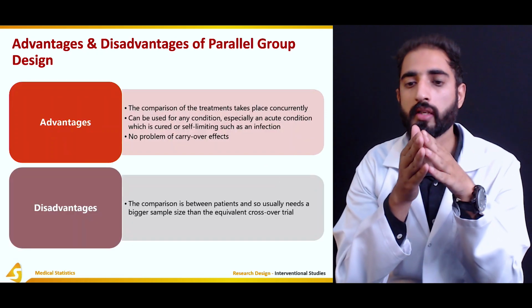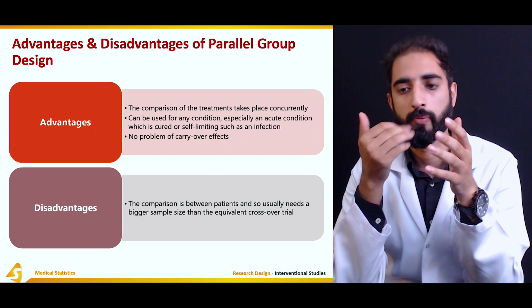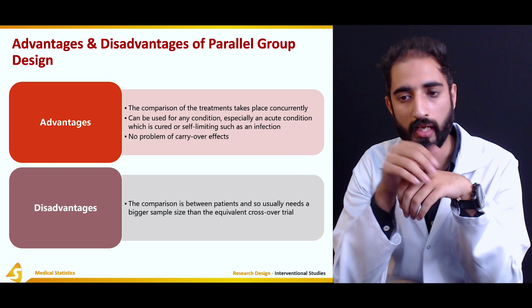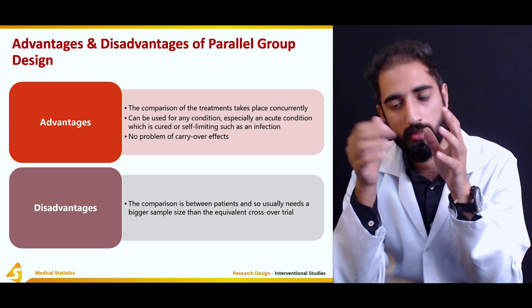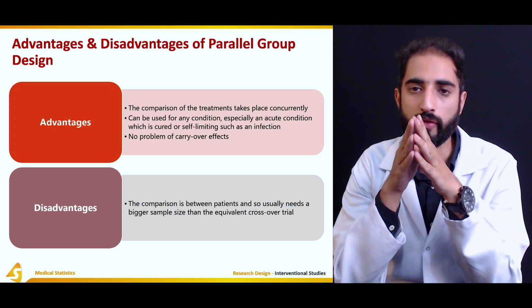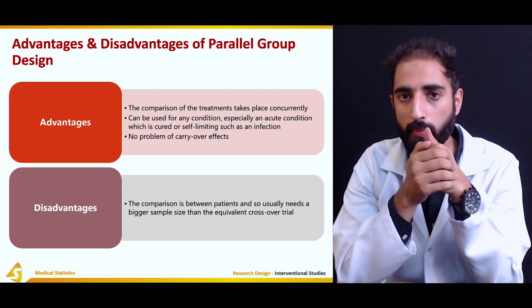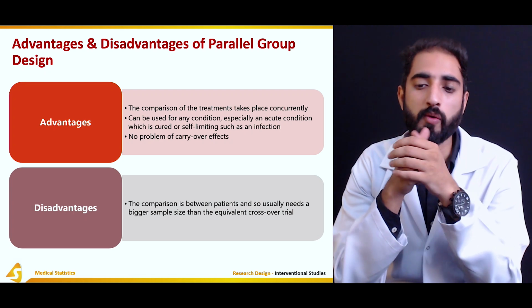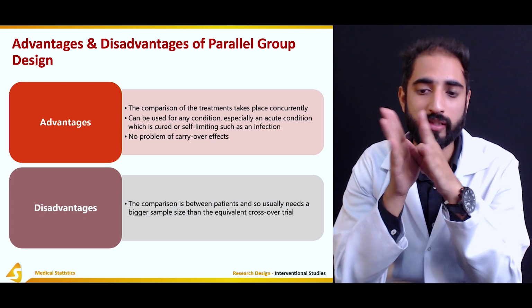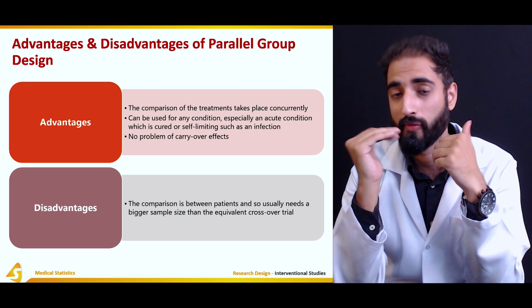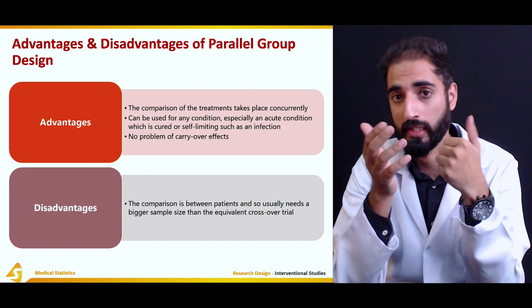Now, what are the advantages? The comparison of the treatments takes place concurrently, and it can be used for any condition, especially an acute condition which is cured or self-limiting, such as an infection, and there's no problem of carryover effects because you are not changing the group of the participants. The disadvantage is that the comparison is between patients and so usually needs a bigger sample size than the equivalent crossover trial for the generalizability of results and for significant findings.